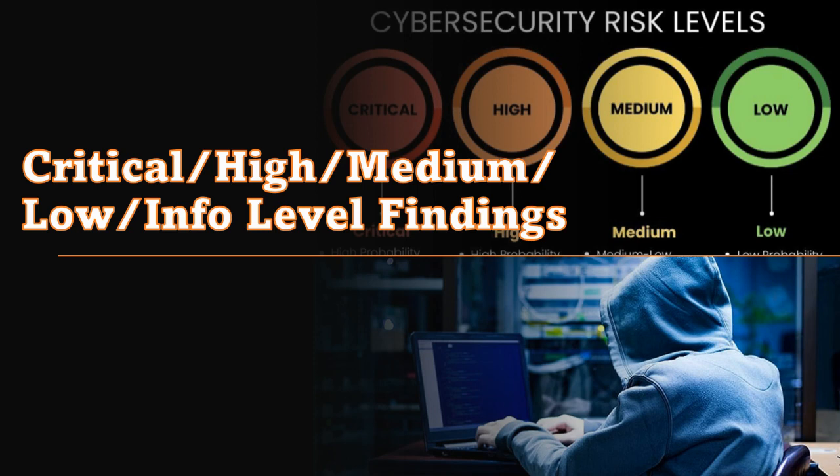which is basically the Common Vulnerability Scoring System, and how to assign a CVSS score for a particular finding. And then finally, we need to mention what the remediation is. So these are the important steps.